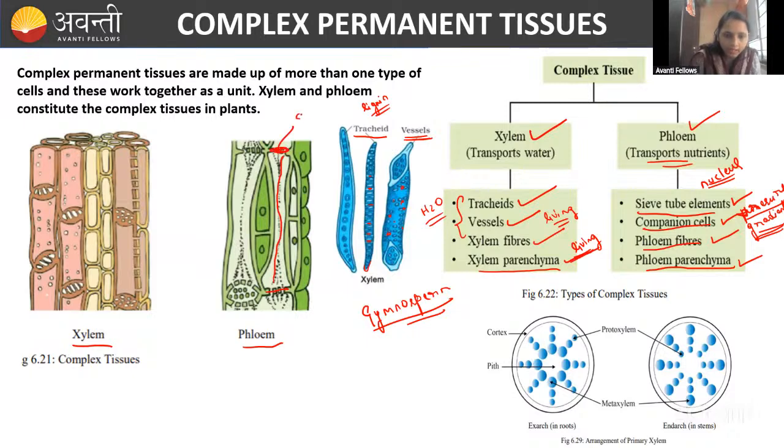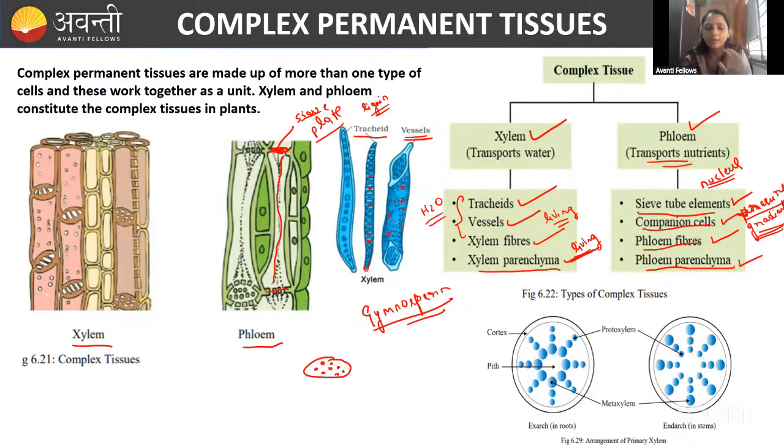the sieve plate. These are called the sieve plate. The sieve plate looks like this. These have sieves, like the filter you see when filtering chai. Like that, the sieve plate also has filters. Between one sieve tube and another sieve tube, there is a sieve plate. Then coming to the phloem fiber, it is also called bast fibers.